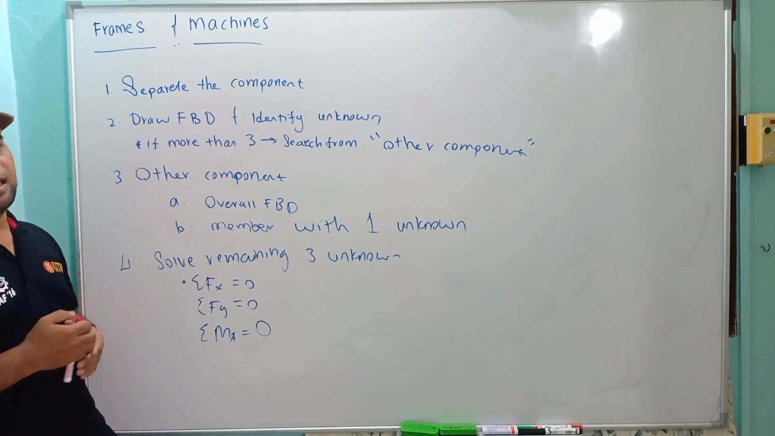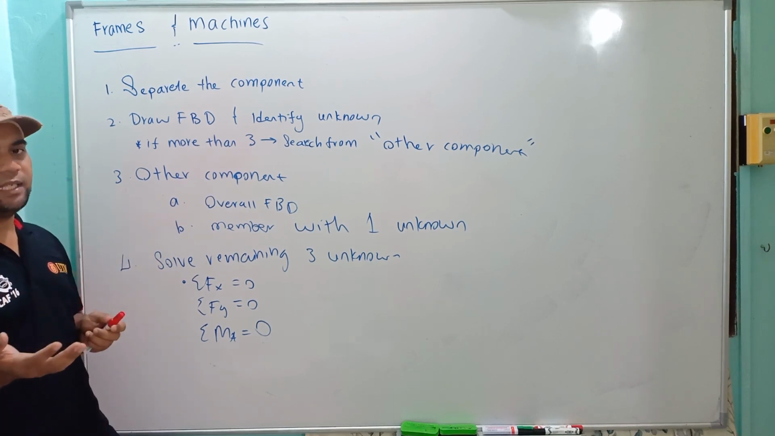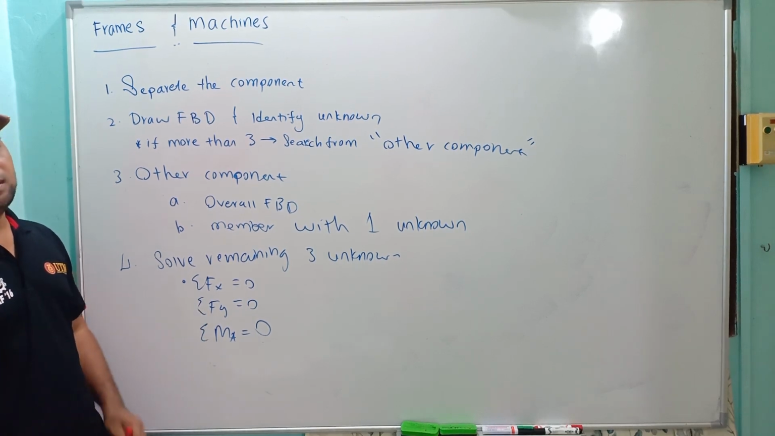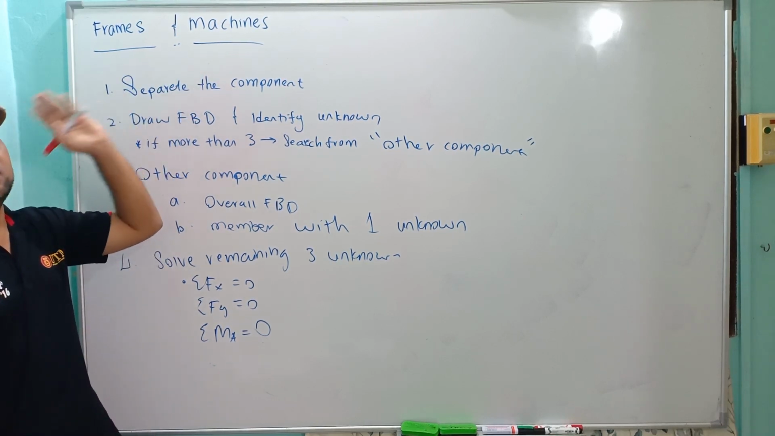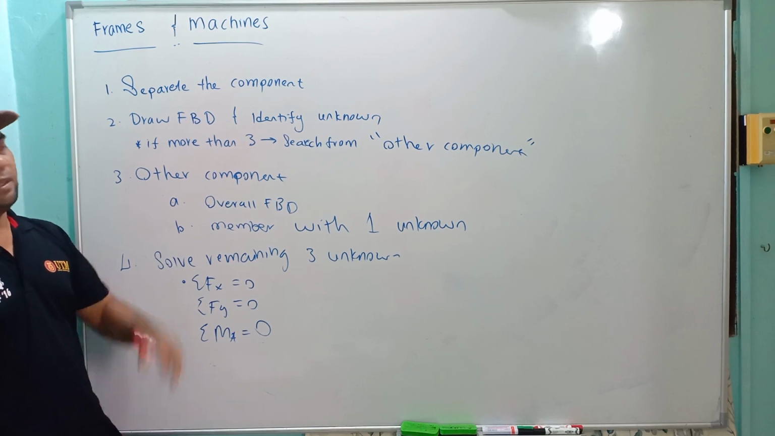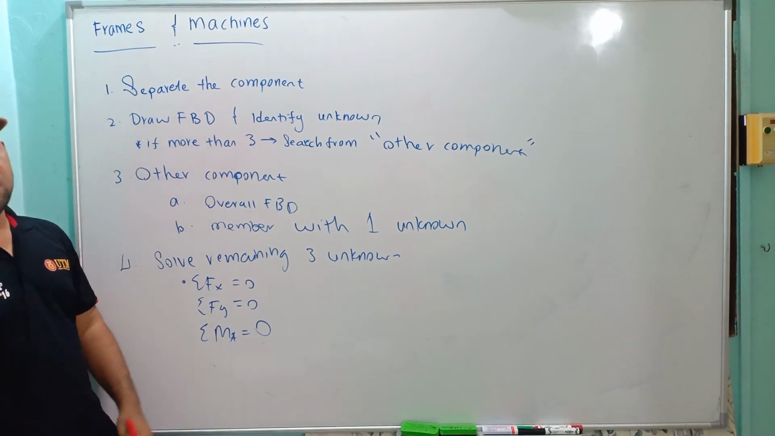In this kind of analysis, there will be more than 3 unknowns. Whereas in the previous chapter, I said we will give you only 3 unknowns. You can solve using sigma Fx, sigma Fy, sigma moment: 3 unknowns for 3 equations. You can solve that one. But in this chapter, you will see that you have more than 3 unknowns. But we have a way to solve the component for more than 3 unknowns.